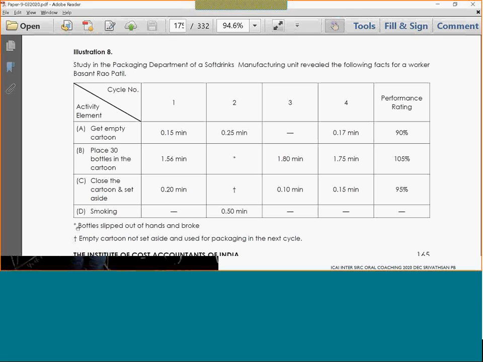This round he takes it, but there is a star. What happened? He damaged the stock. The carton was not set aside and was used for packing the next cycle. So move the 0.25 minutes here to the next cycle. So there is nothing in the second cycle.